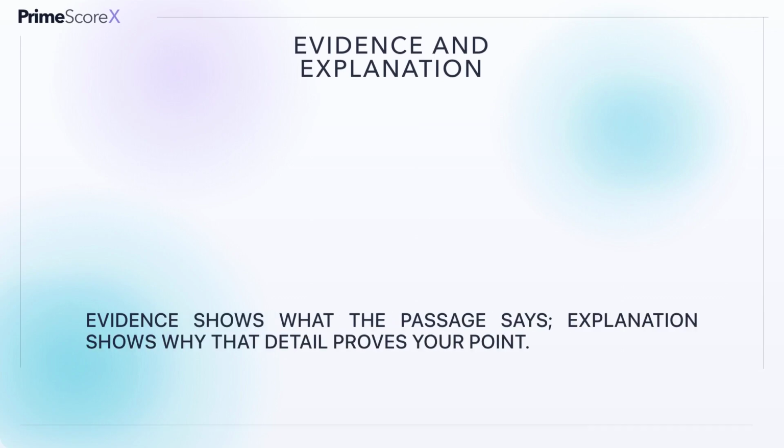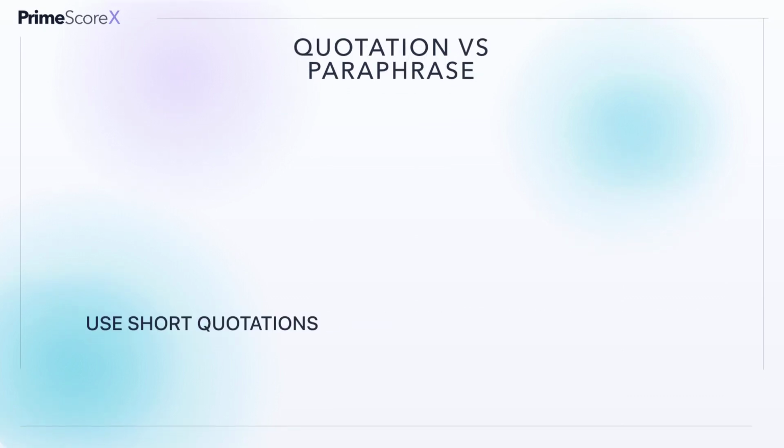Students often include a quotation and move on. That is not enough. After using a quotation or paraphrase, explain its role. Does it provide measurable data? Does it come from a credible source? Does it directly support the claim? Does it expose a gap in the opposing passage? The explanation is where your reasoning becomes visible to the scorer.